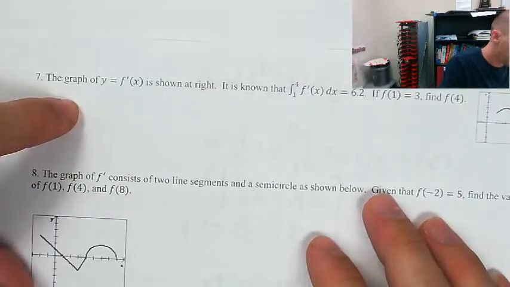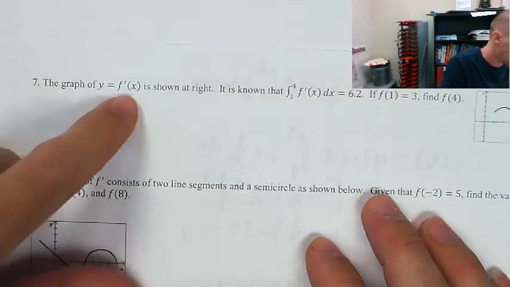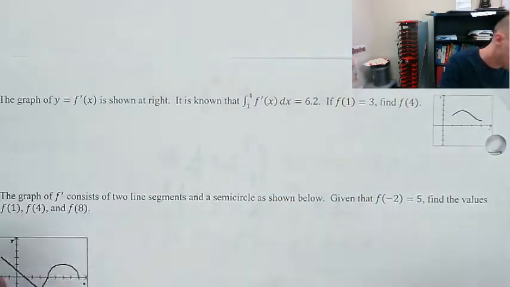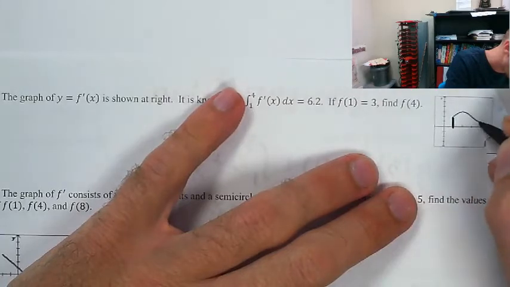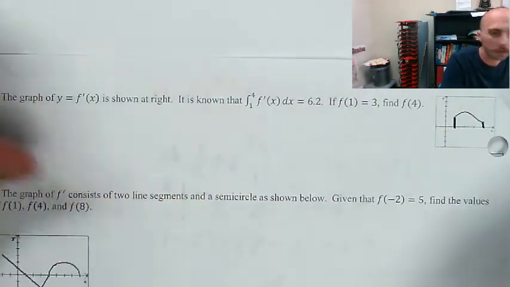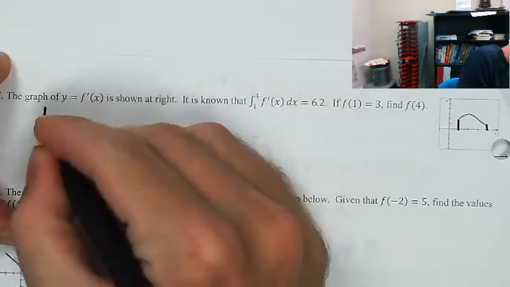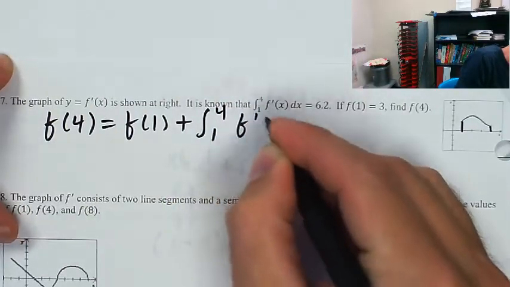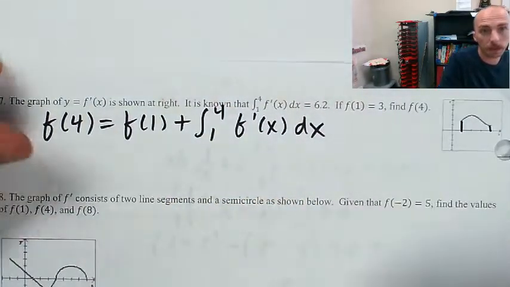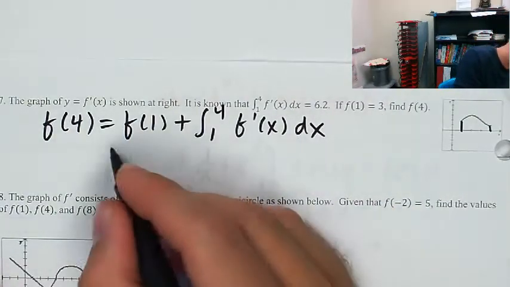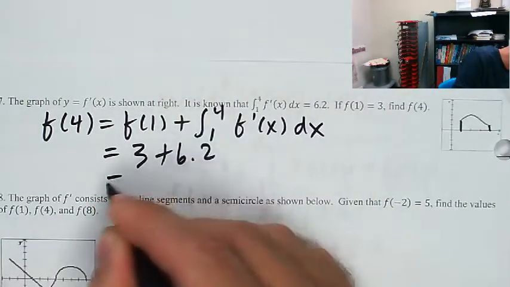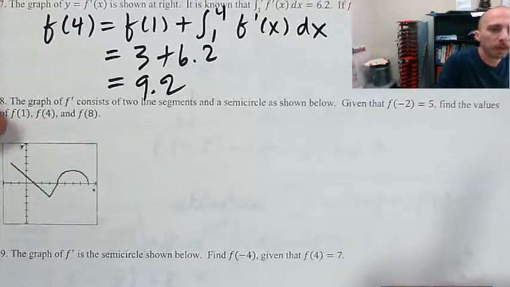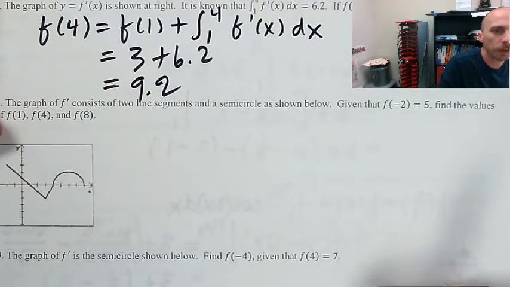The graph of y equals f prime of x is shown. It is known that the integral from 1 to 4, basically that amount of area, is 6.2. That's what they're saying. So if f of 1 is 3, I'm going to go back to my rule, f of 4 equals f of 1 plus the integral from 1 to 4 of f prime of x dx, which just so happens to be already given to me. So it's going to be 3 plus 6.2, and that's arithmetic I can do. That's 9.2, right?